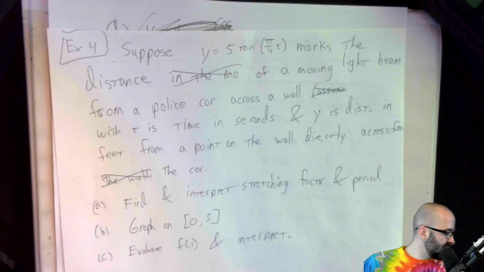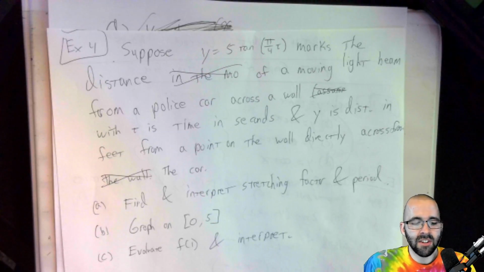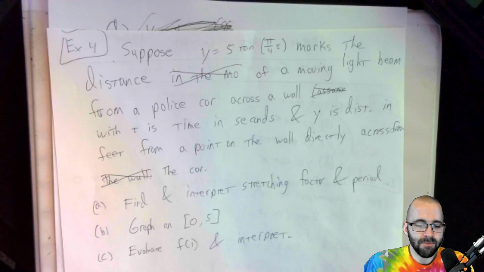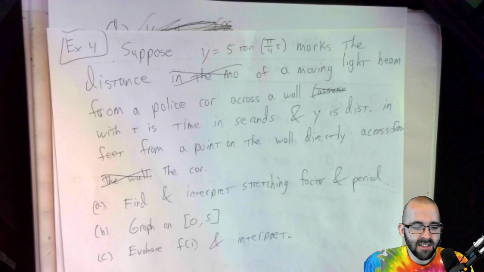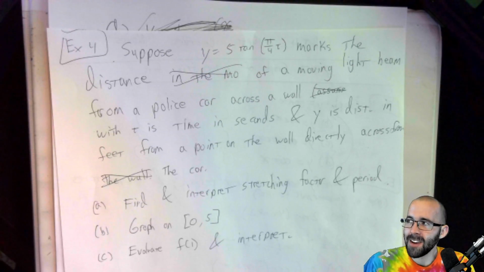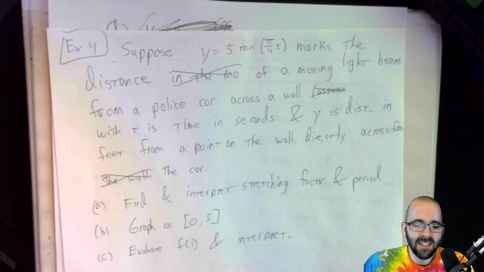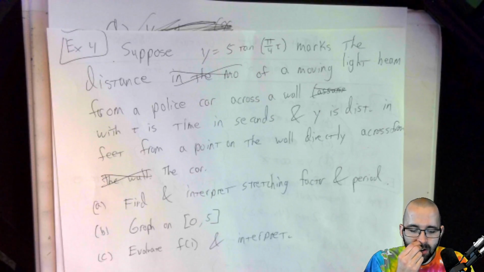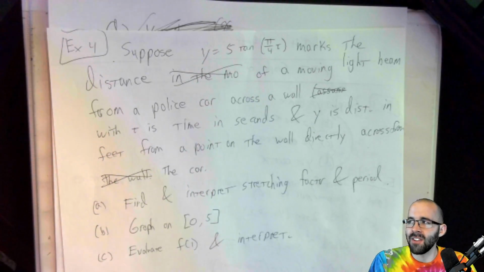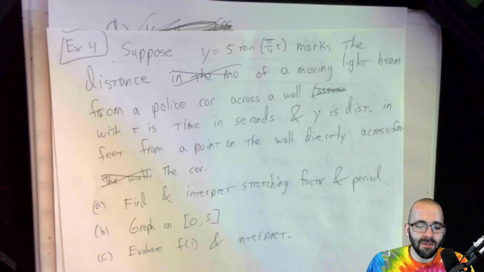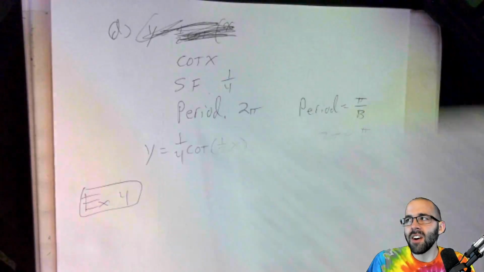So we have this function. Y is equal to 5 tangent of pi over 4 times t. And that marks the distance of a moving light beam from a police car across a wall, where t is the time in seconds and y is the distance in feet from a point on the wall directly across from the car. This sounds super confusing. Let me draw you guys a picture.